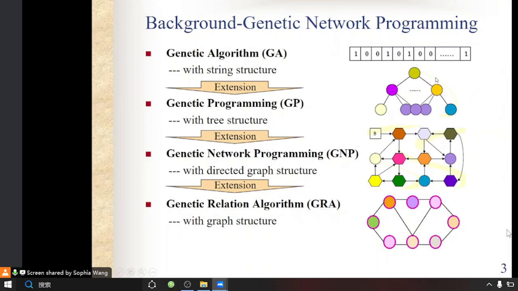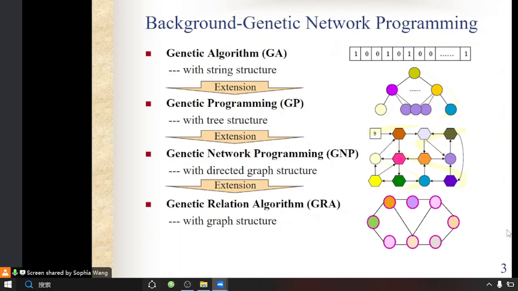But GP has some disadvantages. If the problem is very big, then the nodes and edges will bloat. It has a problem of bloating, a very big tree. In that case, we cannot calculate and cannot get good results quickly. So my supervisor considered, why not combine these two methods, GA and GP? So he proposed this kind of method. This figure has the judgment node and the processing node.